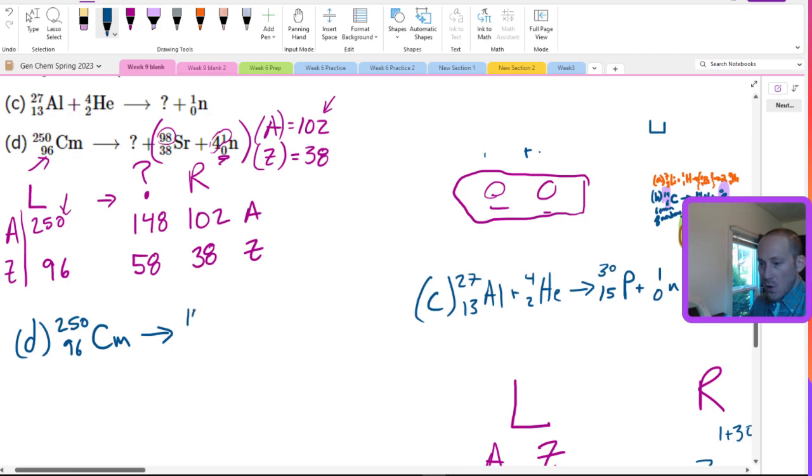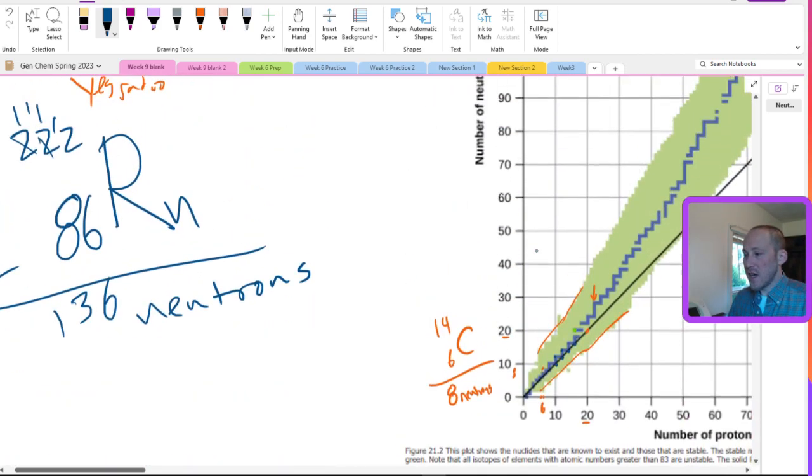It's going to result in this question mark molecule, which I'm going to go look up also in a sec, plus some strontium 98 and a neutron. Okay, so we're going to look at what Cm is.